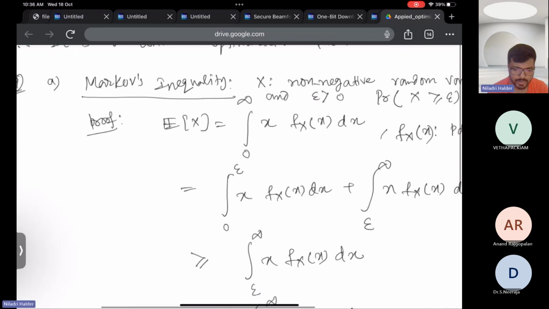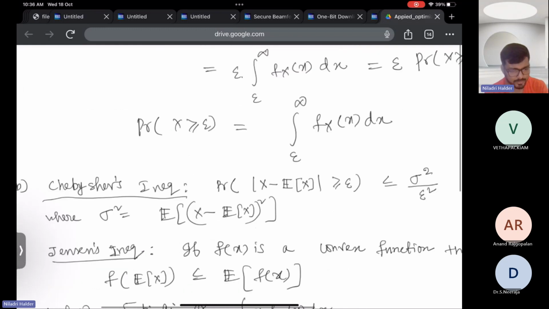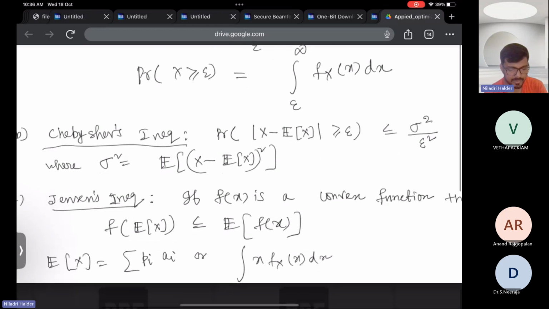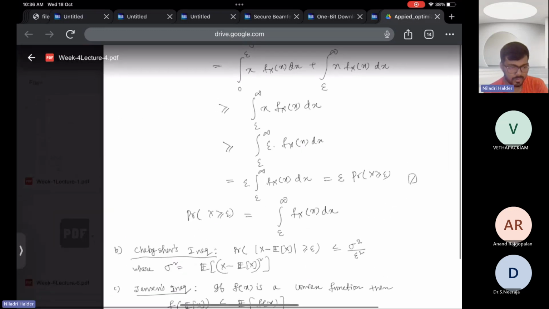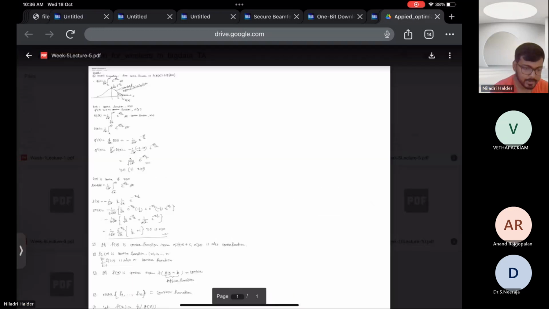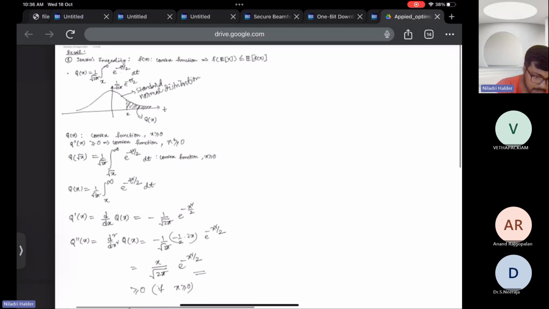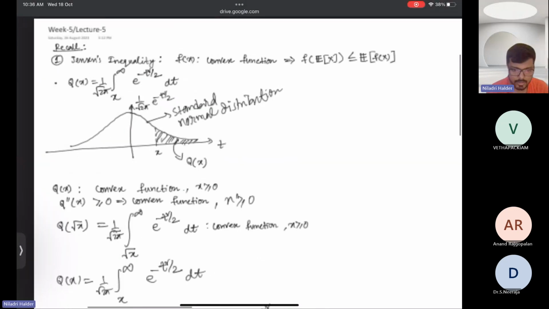Then Markov's inequality, the proof is there, so that's a proof. Then Chebyshev's inequality and Jensen's inequality are talked about here. So you can get short questions in the exam. So then what is this Jensen's inequality for f(x)?